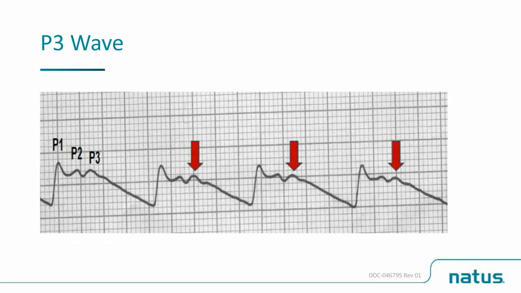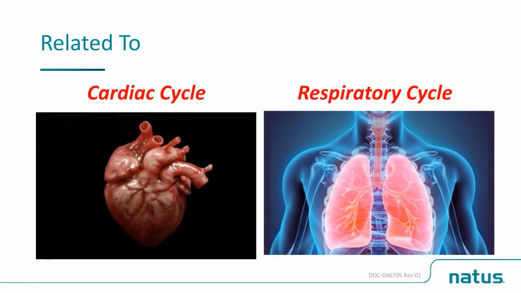And P3 is your dicrotic wave and indicates the reflective pressure when the aortic valve closes. Its amplitude is dependent on the volume of CSF circulating. Your ICP waveform is directly related to your cardiac cycle and your respiratory cycle.